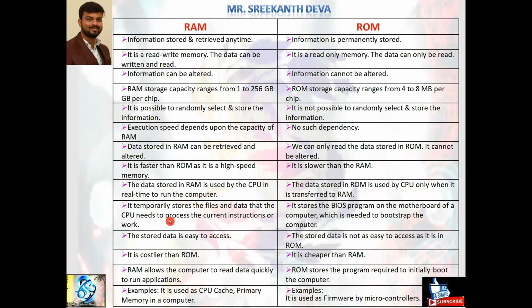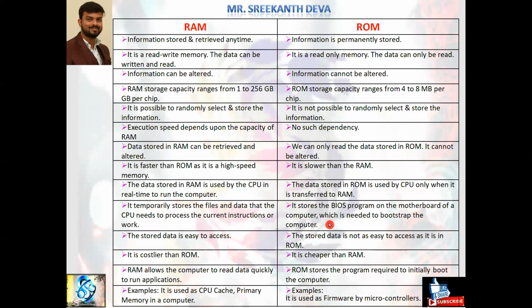In RAM, it temporarily stores the files and data that the CPU needs to process the current instruction or work. Because I told you, this RAM can only store temporary data. It cannot be permanent. If the power goes off or the computer suddenly crashes, whatever data is stored in the RAM is going to vanish. The data is going to be lost. That's why RAM is volatile in nature. But coming to ROM, it stores the BIOS program on the motherboard of a computer, which is needed to bootstrap the computer.